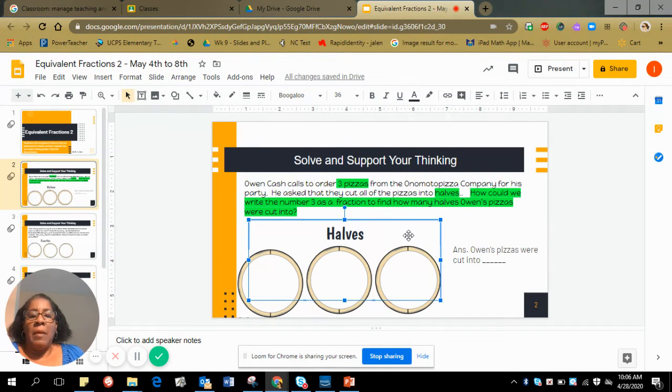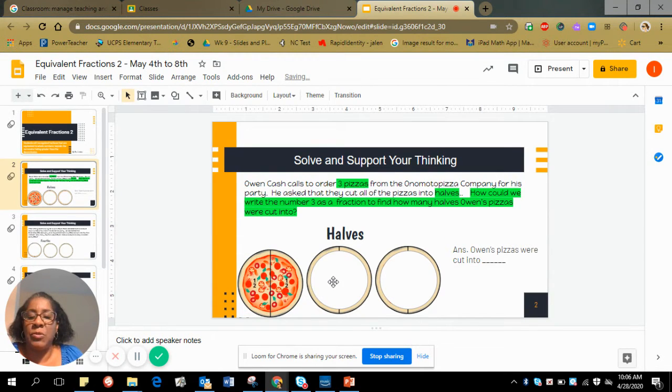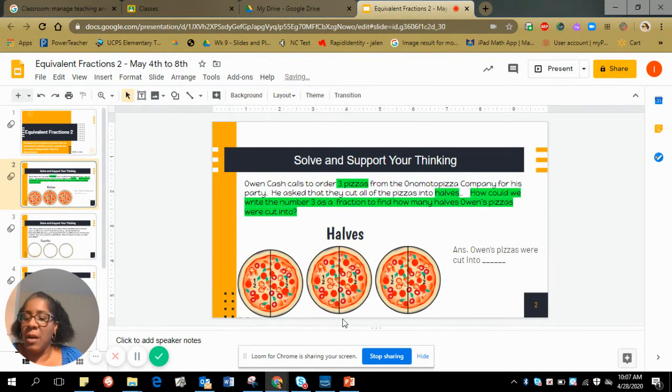So I have my answer sentence. Do I need an equation in this case? Not necessarily, okay? But then I'm going to go through and I'm going to cut each pizza into half. So remember, if it's in halves, there are 2 equal parts, okay? So both parts are equal, 2 equal parts for each pizza, okay? So each pizza is now being cut into halves. We need to know how many halves Owen is going to receive.